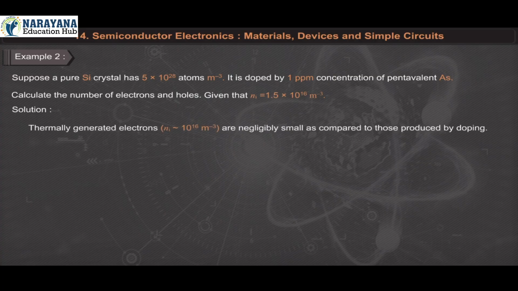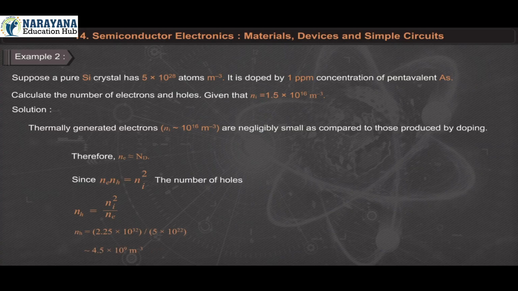Solution. Thermally generated electrons, Ni, similar to 10¹⁶ per meter cubed, are negligibly small as compared to those produced by doping. Therefore, Ne is approximately equal to Nd. Since Ne × Nh is equal to Ni squared, the number of holes Nh is equal to Ni squared upon Ne. Therefore, Nh is equal to 2.25 × 10³² upon 5 × 10²² is similar to 4.5 × 10⁹ per meter cubed.